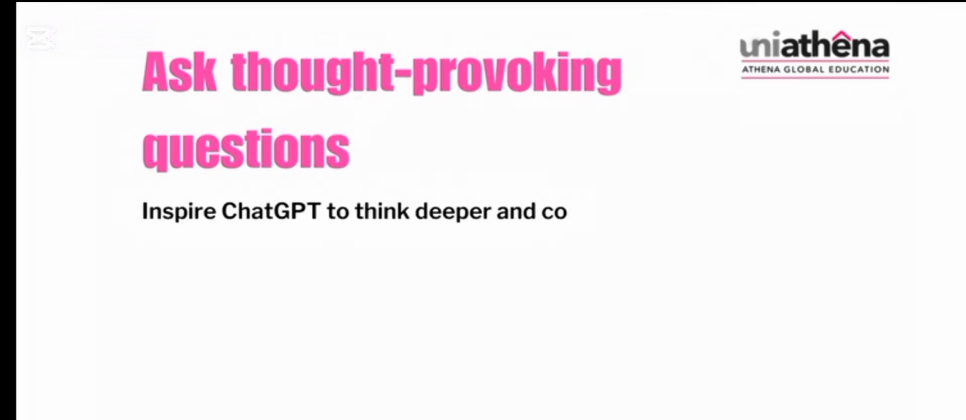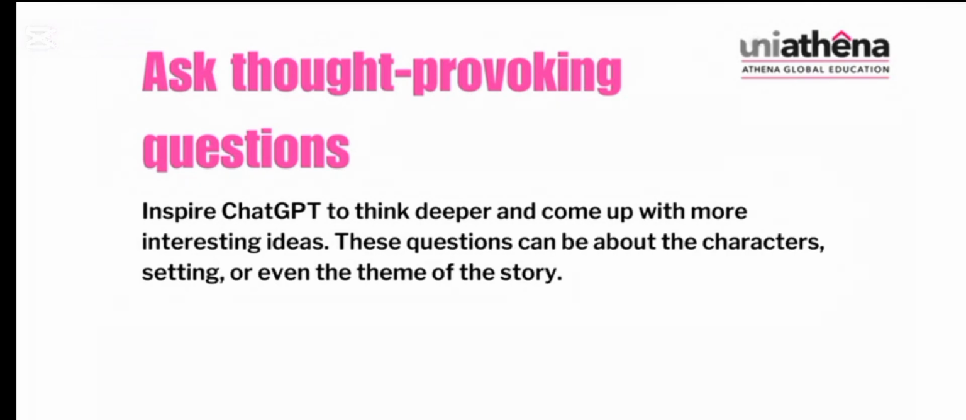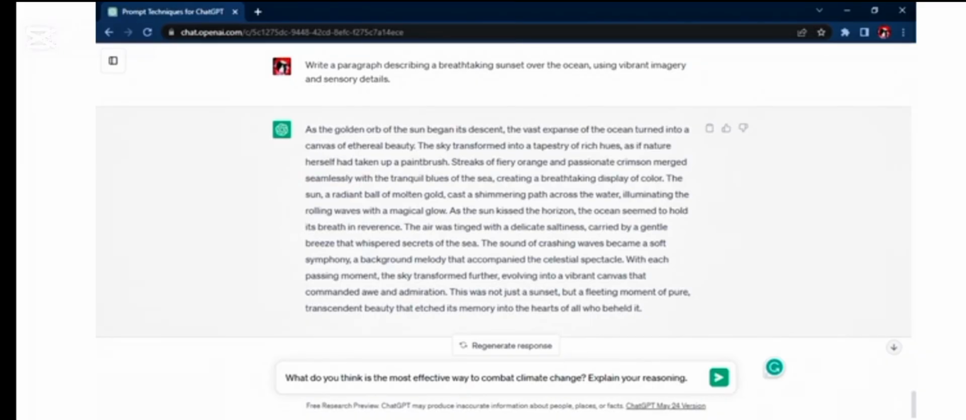Technique 3. Ask thought-provoking questions. Sometimes, asking thought-provoking questions can inspire ChatGPT to think deeper and come up with more interesting ideas. These questions can be about the characters, setting, or even the theme of the story. What do you think is the most effective way to combat climate change? Explain your reasoning. This prompt challenges ChatGPT to think deeply about a pressing global issue: climate change.